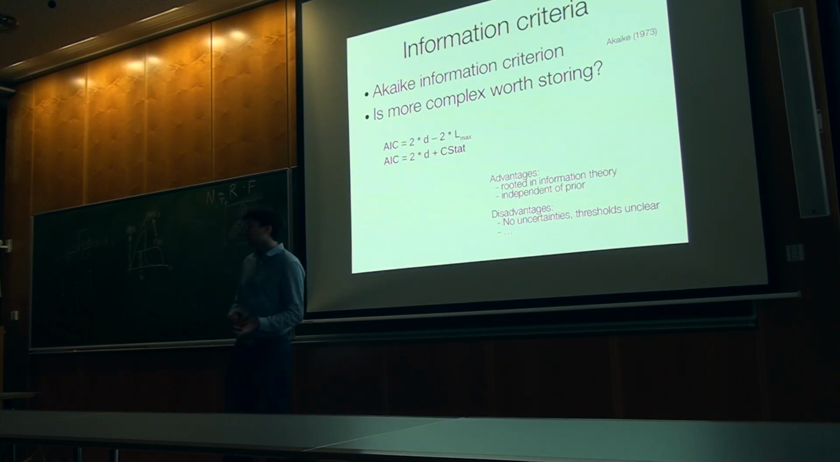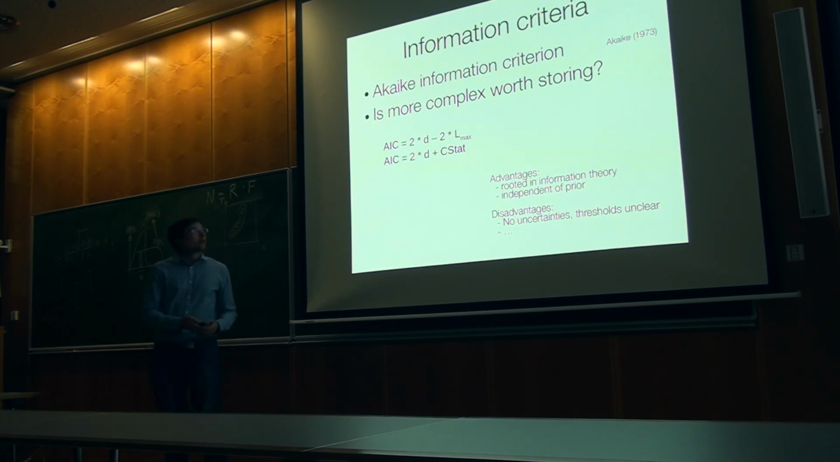The advantages here are that this is rooted in information theory. It looks very simple, but actually it has quite a bit of background behind it. It's also independent of any prior distributions. The disadvantages are that you just go by which has the lower AIC, but you don't get whether two models are more or less equivalent. So there are no clear thresholds one could use, although word on the street is that values between 4 and 8 are significant AIC differences.